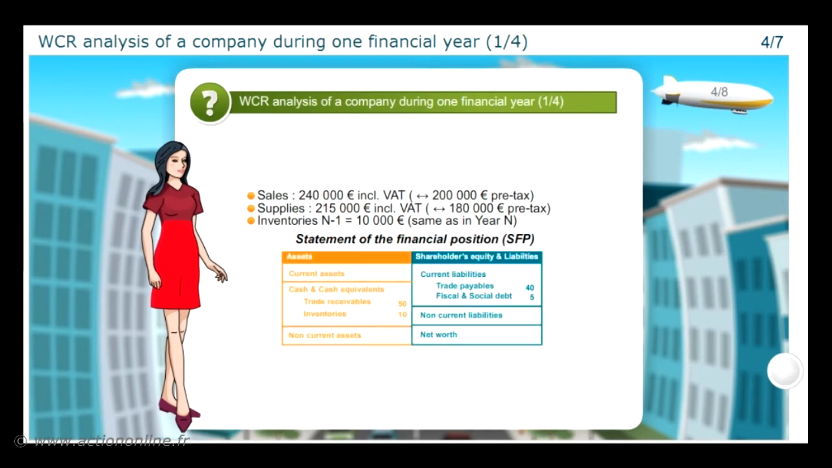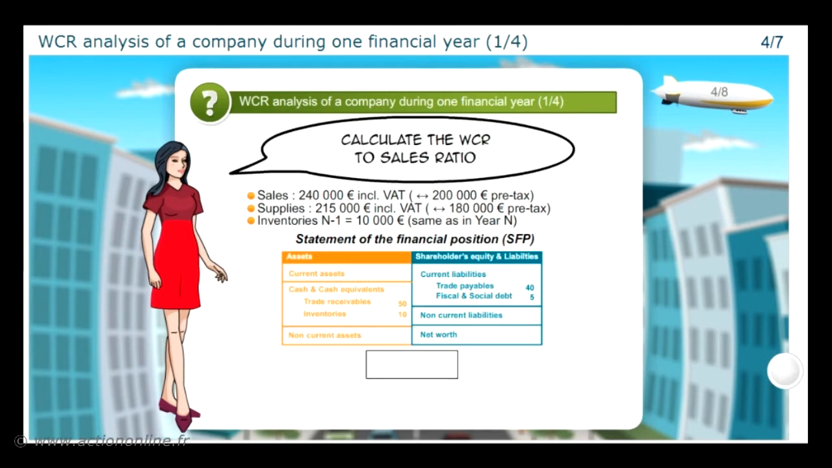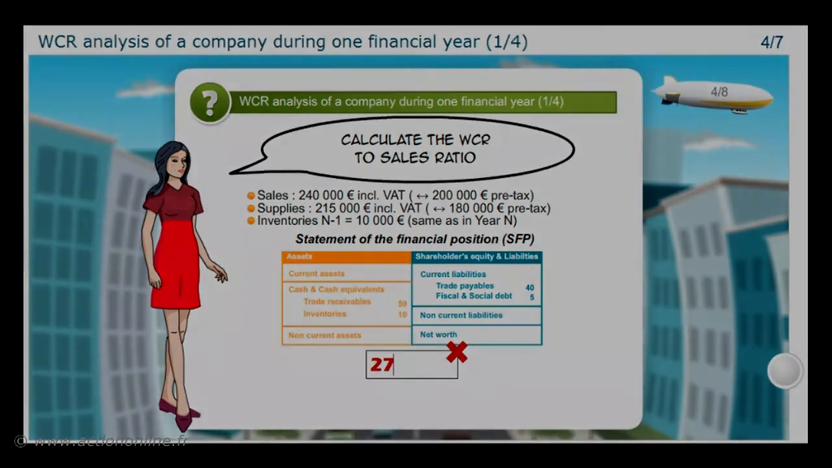The publication of a part of its balance sheet is as follows, where the amounts are expressed in thousands of euros. From these figures, calculate the WCR to sales ratio. The WCR to sales ratio represents the WCR divided by sales, excluding VAT, and then multiplied by 360. Thus, the company has to finance a WCR corresponding to 27 days of sales, VAT excluded.